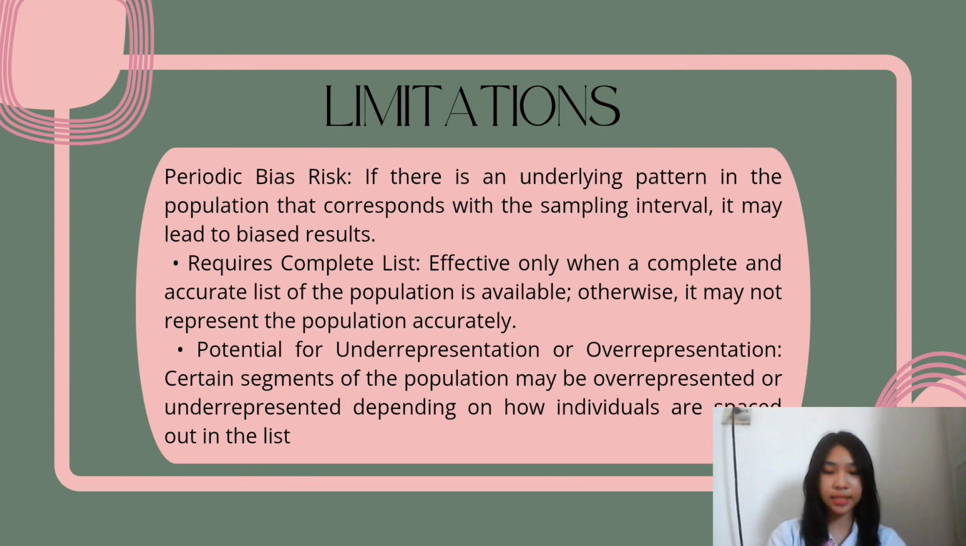Requires a complete list. Effective only when a complete and accurate list of the population is available. Otherwise, it may not represent the population accurately. Potential for underrepresentation or overrepresentation. Certain segments of the population may be overrepresented or underrepresented, depending on how individuals are spaced out in the list.